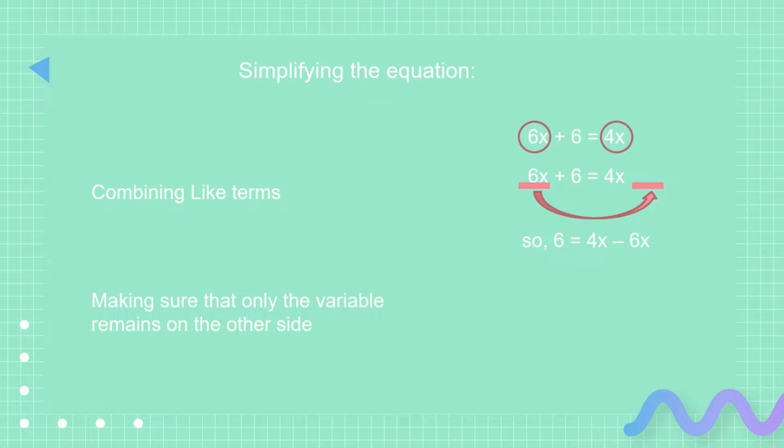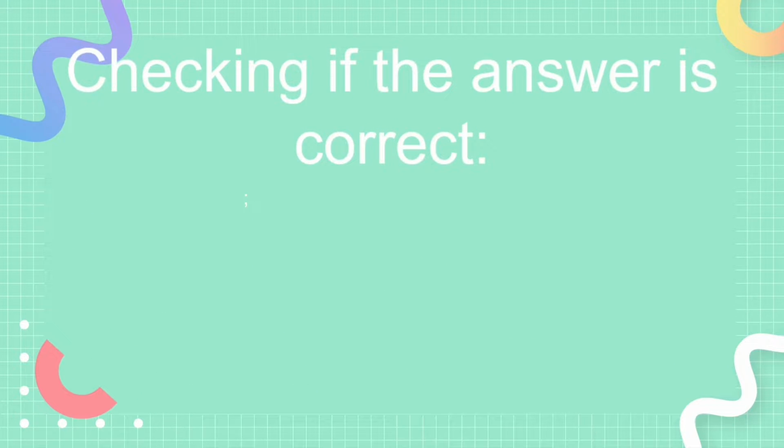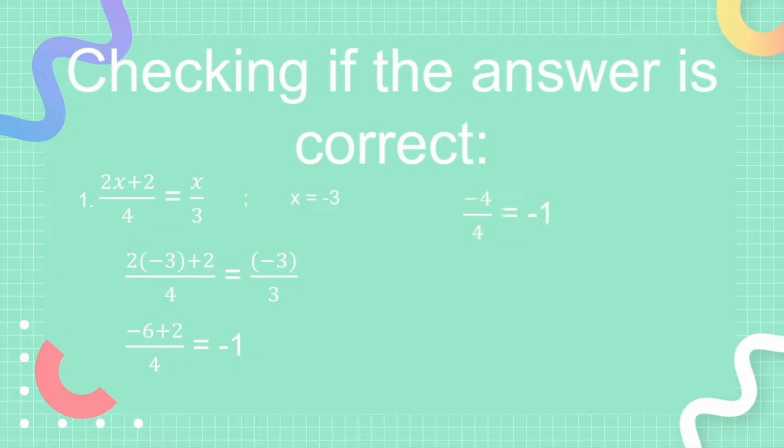So now we have our equation, which is 6 = -2x. We must make sure that only x will remain on the other side. So we shall divide both sides by negative 2. And now we have our x, which is negative 3. To check if the answer that we got was correct, we shall substitute our x into the equation. If both sides have the same answer, then that means that we did everything right. If they don't, however, then we should review and go back over the equation to check on what went wrong.